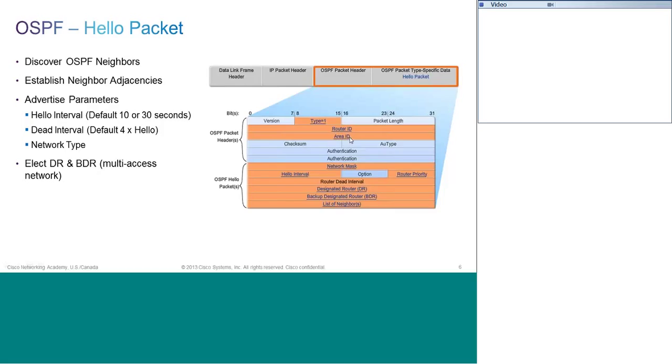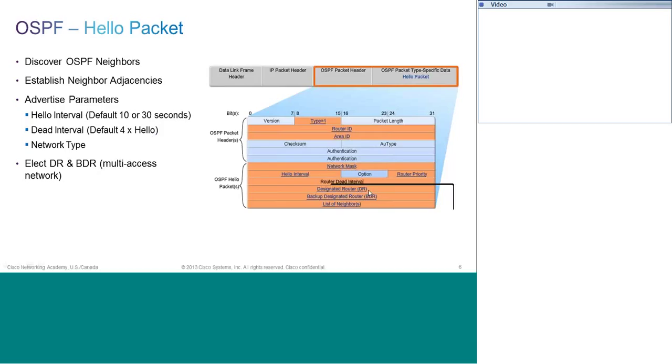There's also an area ID. That is the area from which the packet originated. A network mask, which is the subnet mask associated with the sending interface. A hello interval, which specifies the frequency in seconds at which a router sends hello packets. The default hello interval on multi-access networks is 10 seconds. The timer must be the same on neighboring routers, otherwise an adjacency is not established.